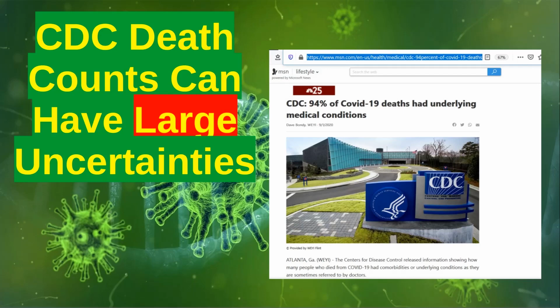CDC death counts can have large uncertainties. We see numbers that differ by over 3 do not have error bars listed, which implies that they are accurate to the last significant digit. They do, however, differ by a factor of over 3. This is probably, we cannot be certain, but probably due to decisions about assigning whether influenza is a cause of death, the underlying cause of death, or even omitted. In some cases, this decision is likely very arbitrary, what is assigned to be the underlying cause of death.